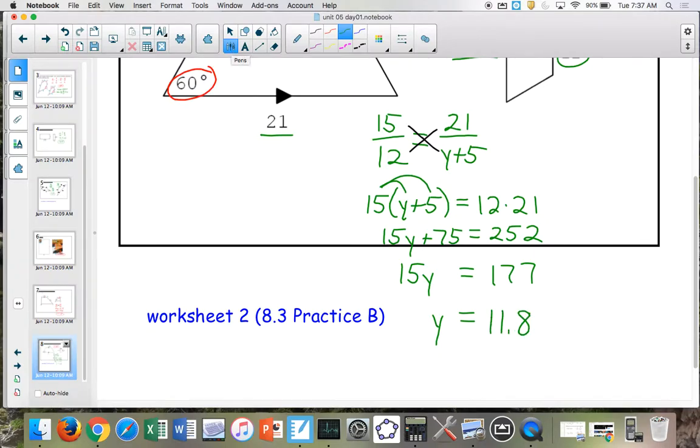This is the exact answer. I didn't have to do any rounding, so I keep an equal sign, not an approximately equal sign. Now work on the next worksheet.